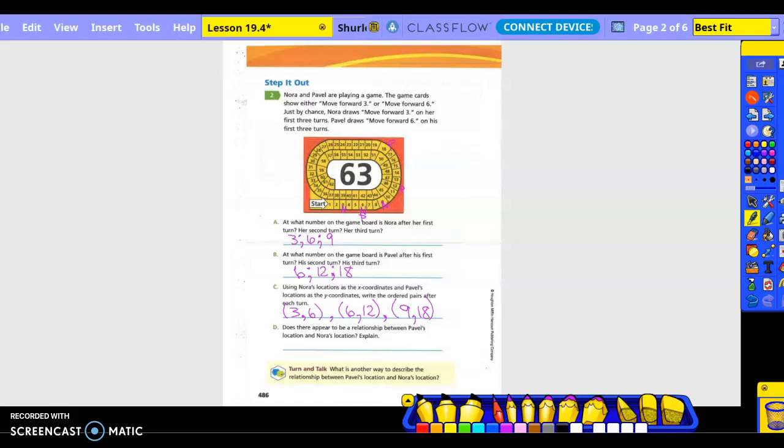Does there appear to be a relationship between Pavel's location and Nora's location? So basically, we went from 3 to 6, 6 to 12, 9 to 18. So what did each one of those do? Multiplied by 2. 3 to 6 times 2, right? 6 to 12 times 2. 9 to 18 times 2. So our rule would be Nora's number times 2 equals Pavel's number.